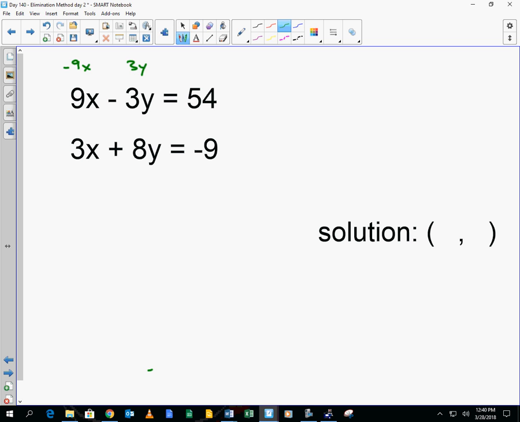Can I make the 8y into a 3y? That really doesn't work too well, does it? So as you try to make a choice here of what to get rid of, it looks like the best choice is to try to get rid of your x's by multiplying the bottom through by what? Negative 3. Very good. Yes. Because I can make this into a negative 9x. It would be tough to make this into a negative 8y. Or it would be tough to make this into a positive 3y.